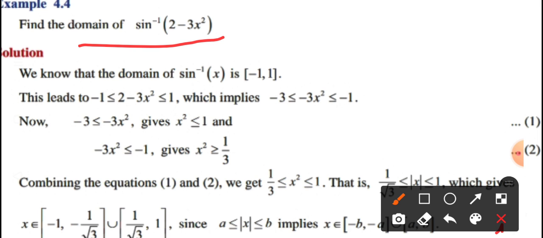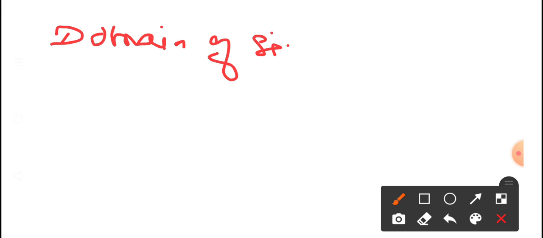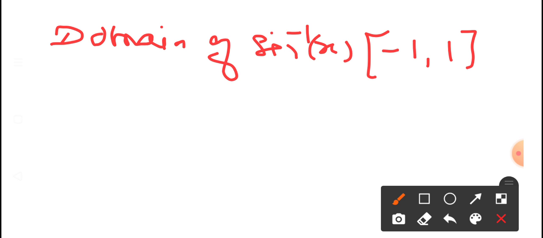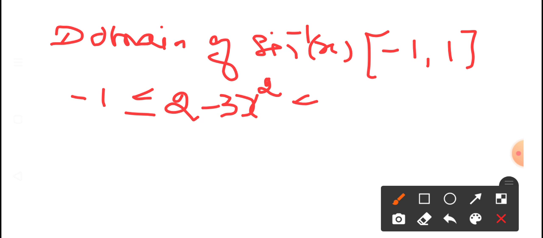We know the domain of sin inverse x. The domain of sin inverse x lies between minus 1 to plus 1. Now we can write minus 1 less than or equal to 2 minus 3x square less than or equal to plus 1. Okay, now we divide into two cases.